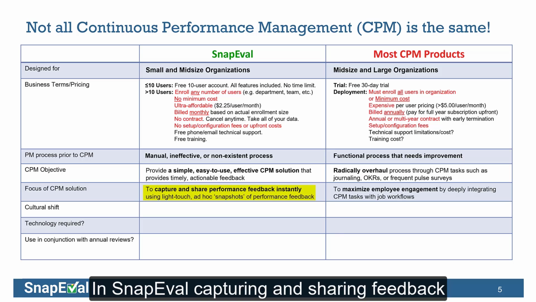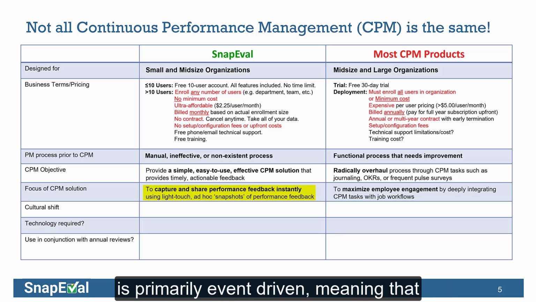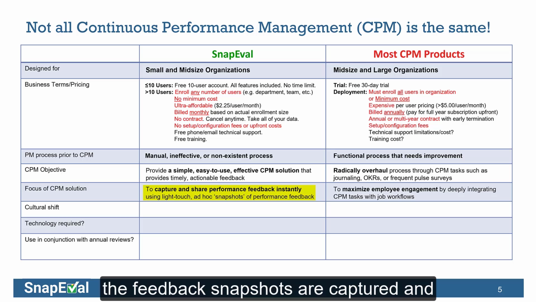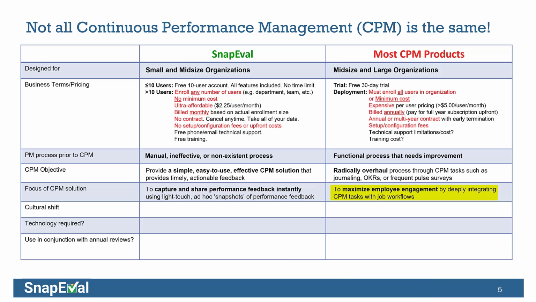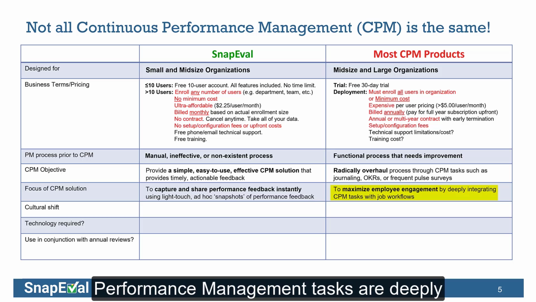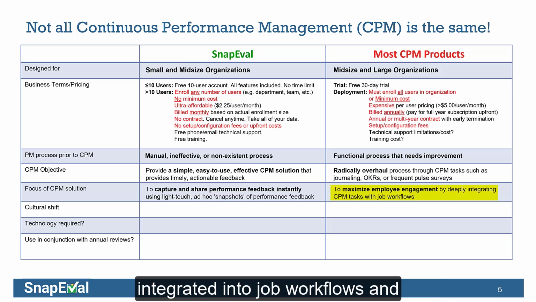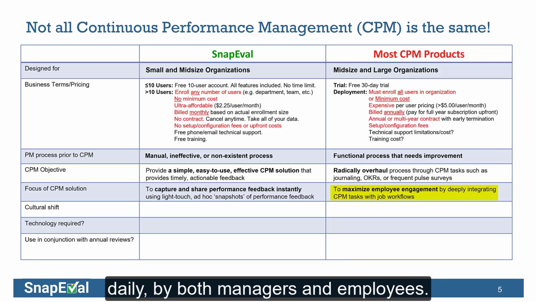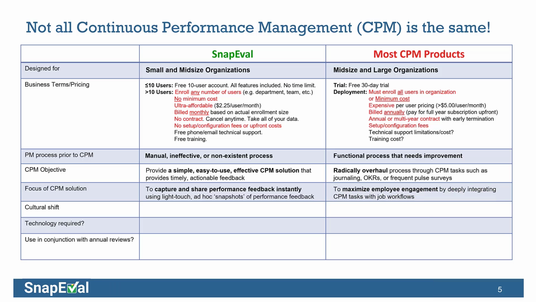In SnapEval, capturing and sharing feedback is primarily event-driven, meaning that the feedback snapshots are captured and shared with the employee when there's something meaningful to communicate. Most continuous performance management products are primarily schedule-driven, meaning that the continuous performance management tasks are deeply integrated into job workflows and must be attended to frequently, often daily, by both managers and employees.